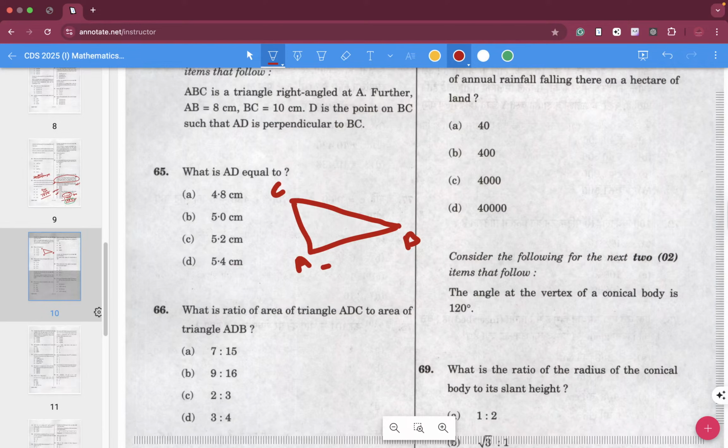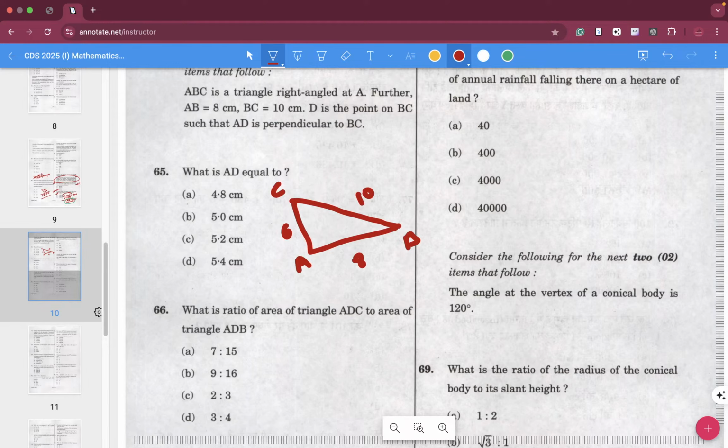AB is equal to 8, they are saying, and BC is equal to 10, they are saying. Then obviously what will be the value of AC? 6, 8, 10, that's how the value of AC is going to look. Pythagoras theorem, an easy one. So this particular value is 6, this is 8, and this is 10.